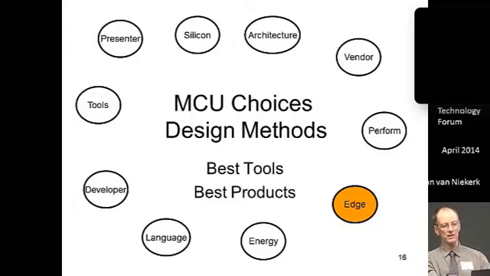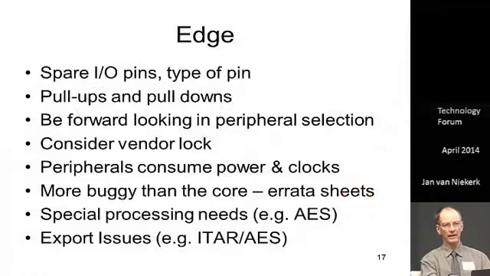The next point is the edge, and the edge is kind of a new modern word to say, well, what happens on the edge of the CPU, which is of course the I/O and all the connectivity. And I don't want to say too much about it, but of course those are some of the critical elements when you select a microcontroller.